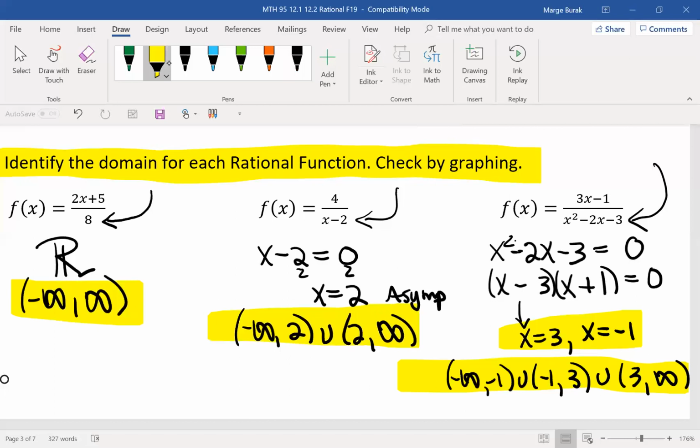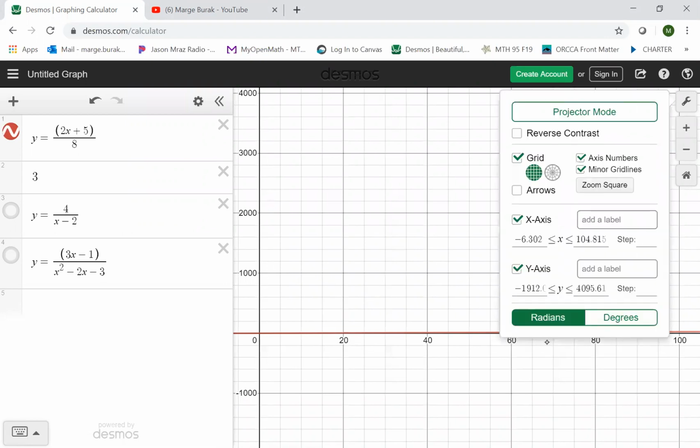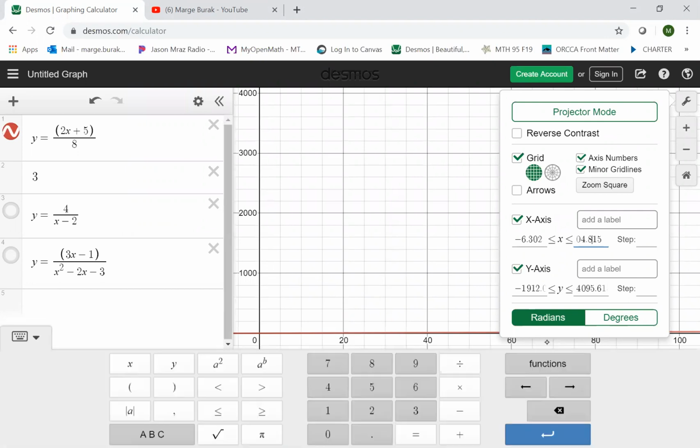So the first one was everything. The second one was 1 asymptote at 2, and the third one should be 2 asymptotes. So let's go back to my Desmos, and we'll get rid of this guy. Okay, so here's the first guy. And we want to change that. Let's change our grid, because we don't need to go up to 4,000 on this. Let's just go 10 by 10s.